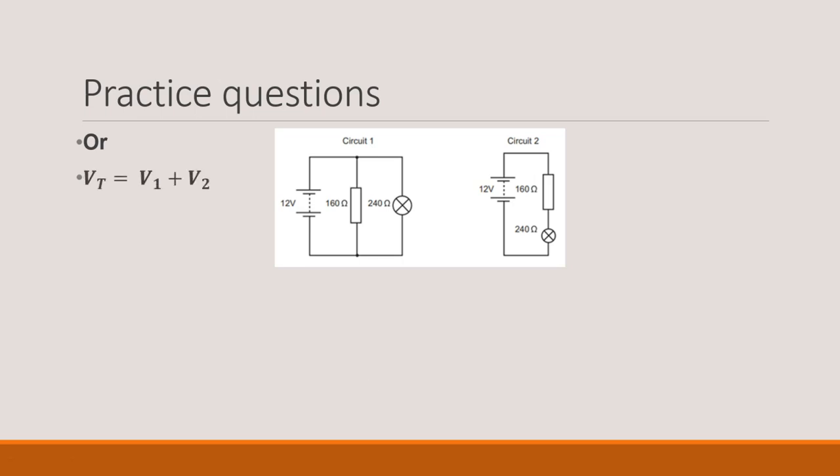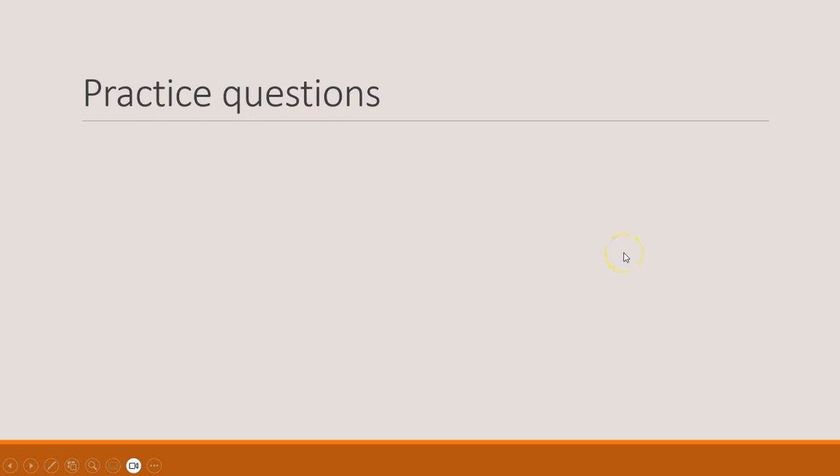The alternative is to say Vt equals V1 plus V2. We have the total voltage, and we've just calculated the voltage across the 160 ohm resistor. So 12 is equal to 4.8 plus V2, so that allows us to calculate that the voltage across the light bulb is 7.2 volts.